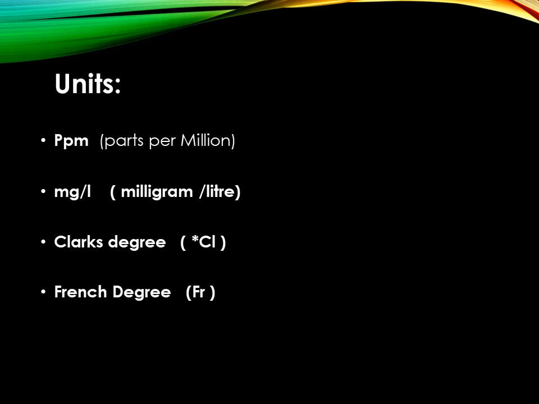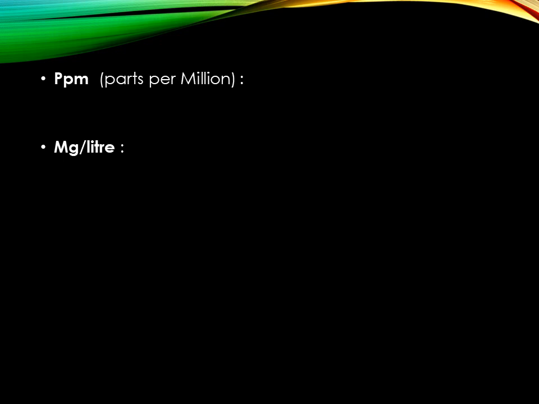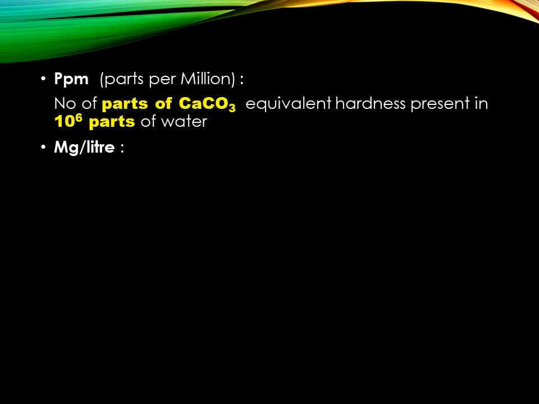Units. What are the units of hardness? Parts per million, ppm, milligram per liter, Clark's degree, French degree. These are the units of hardness. Let us see one by one. What is parts per million, ppm? The number of parts of calcium carbonate equivalent hardness present in 10 to the power 6 parts of water.